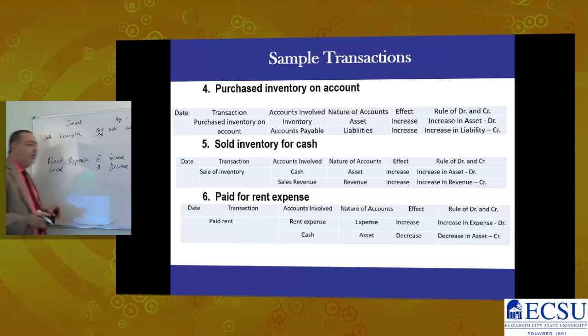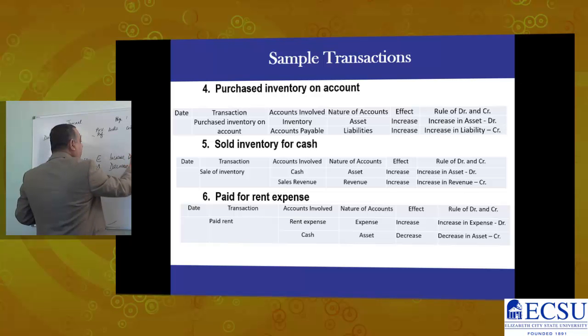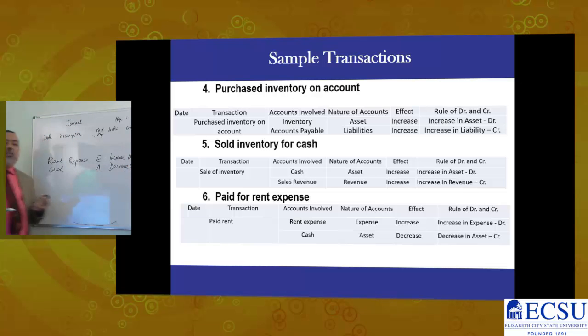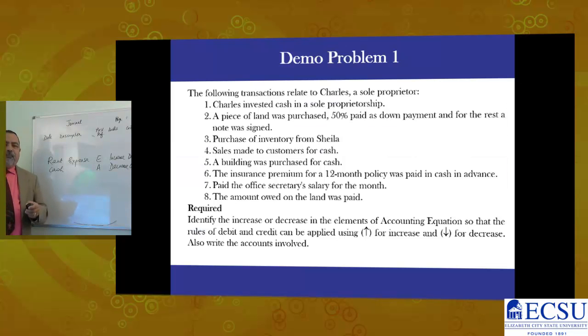So that will be an increase in rent expense and a decrease in cash. When expense increases, I debit it, and when my cash decreases, I credit it, following the rules of debit and credit. Now, that is how we will handle increases or decreases in accounts.